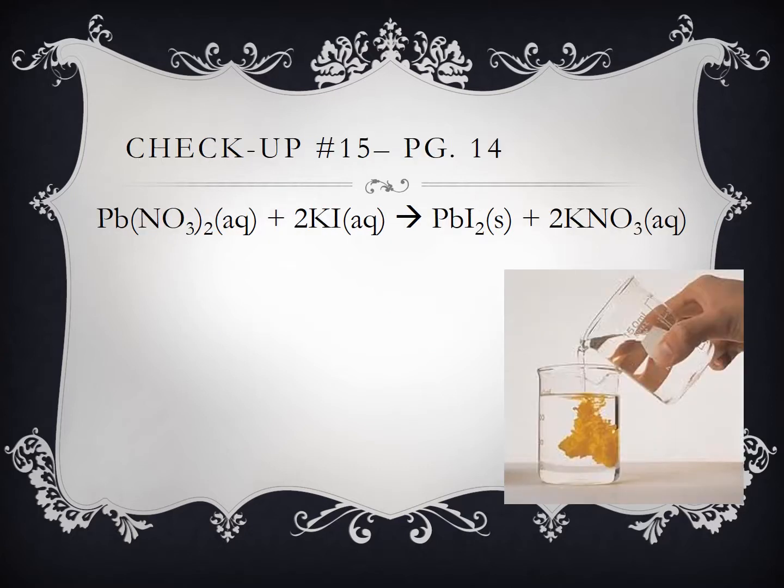Last example, it's checkup number 15, page 14. Again, pause it, see if you get the right answer. So what you do is look at the solid. In this case, PbI2 is the solid because it has s. Bring that down. So that means lead and iodine are what's participating in the reaction. So you need lead. Look for the charge. It's +2 because you do reverse drop and swap. And then you do iodine. Iodine's always -1. Make sure you bring down the 2 to balance it out, and you get the ionic equation.